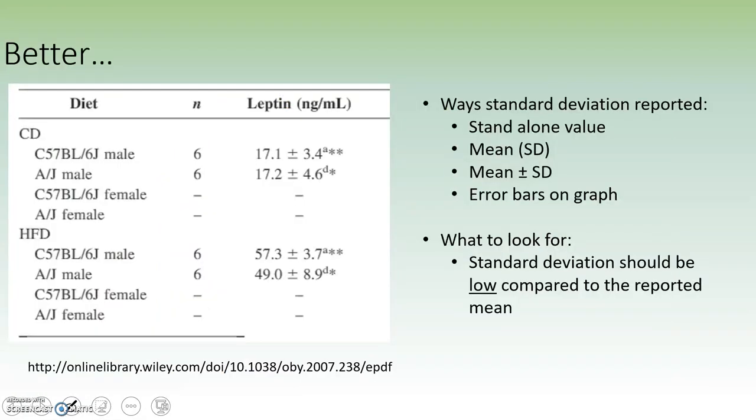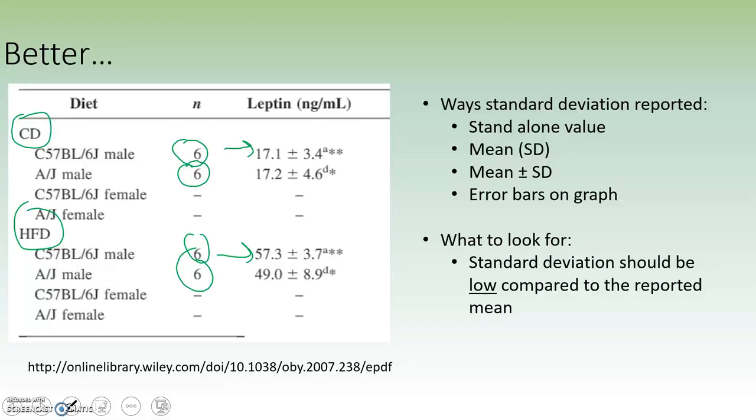Now let's look at a better example. This is a study looking at the levels of leptin, a hormone associated with hunger. This is looking at the concentration of leptin in the blood of various strains of mice fed a control diet, CD, or a high-fat diet, HFD. You can see that compared to the reported averages, ranging from 17.1 to 57.3, the standard deviations are relatively small, even though they are comparing values from 6 different mice in each case. This suggests that the average leptin values they are reporting are indicative of the leptin concentrations in the 6 mice in each group. What you should be looking for when looking at a standard deviation that has been reported is that the standard deviation should be low compared to the reported mean.